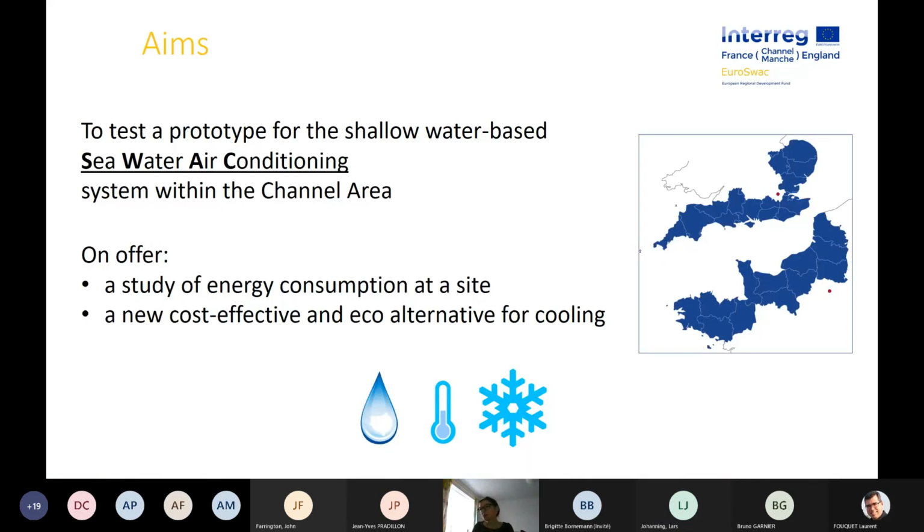So I'm talking today about the demonstrator opportunity. So our aim is to test a seawater air conditioning system, a prototype for the shallow water based system within the channel area. And what we're offering is the study of energy consumption at a chosen site and the new cost-effective and eco alternative for cooling.